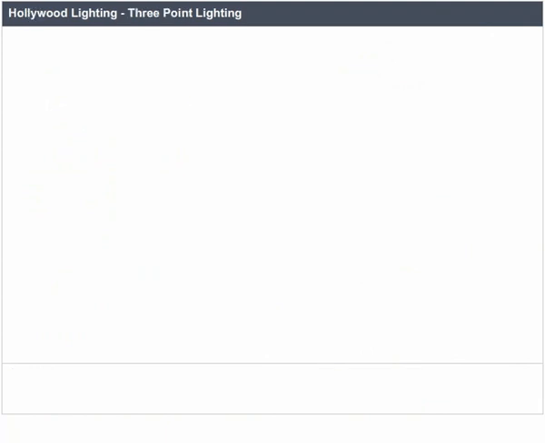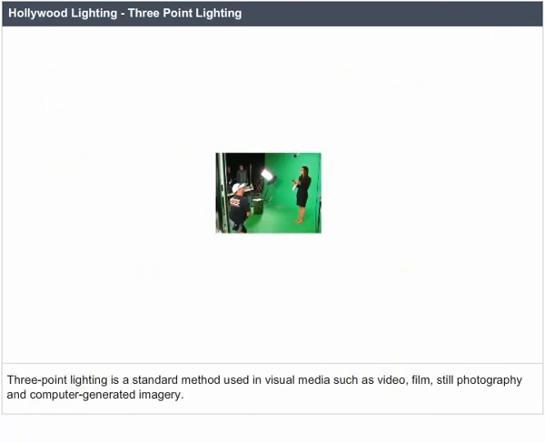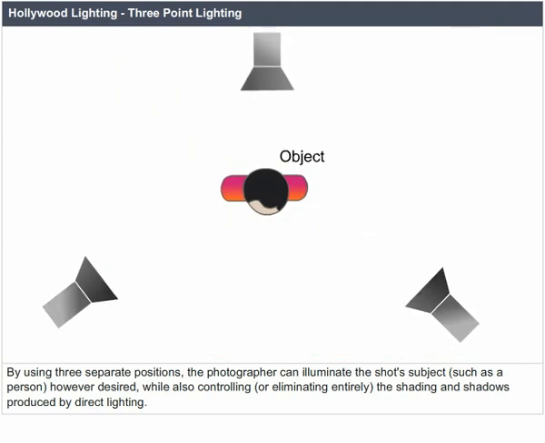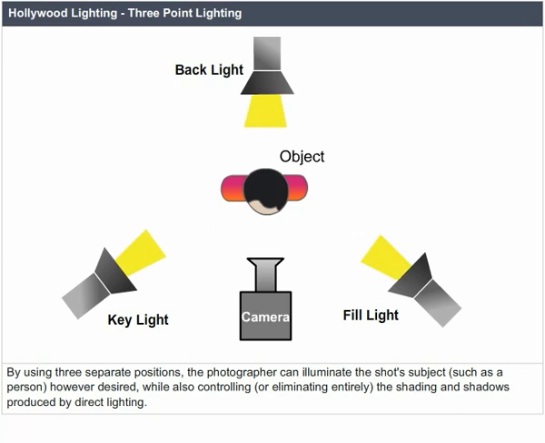Hollywood lighting. Three-point lighting. Three-point lighting is a standard method used in visual media such as video, film, still photography, and computer-generated imagery. By using three separate positions, the photographer can illuminate the shot subject, such as a person, however desired, while also controlling or eliminating entirely the shading and shadows produced by direct lighting.